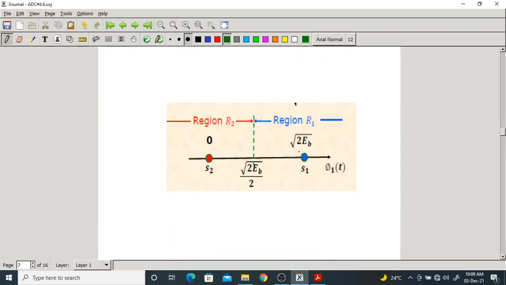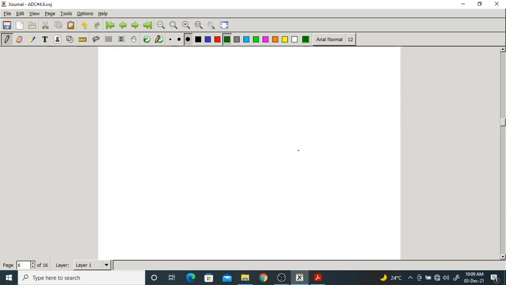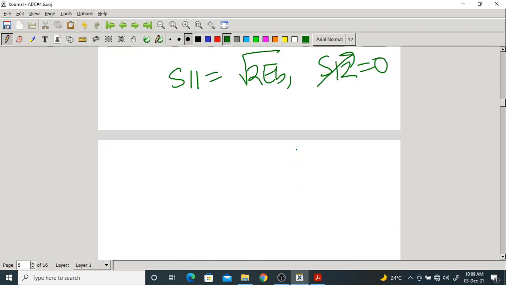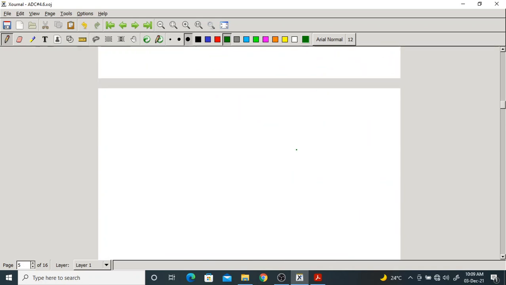So let us go to the constellation. Okay, so before that, let me tell you here. So m equal to 2, but n equal to 1. Why? Because the second signal itself is 0.